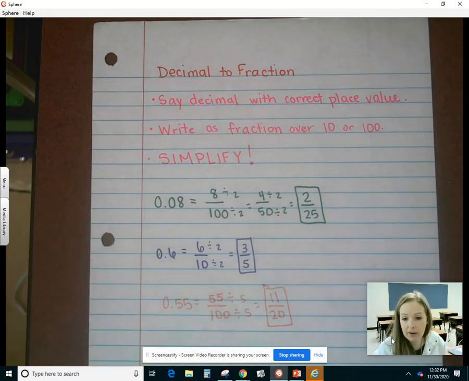And that is how you turn a decimal into a fraction. Just do not forget to simplify.